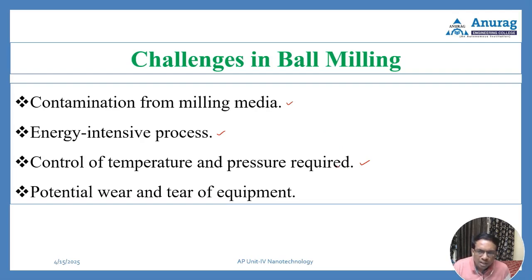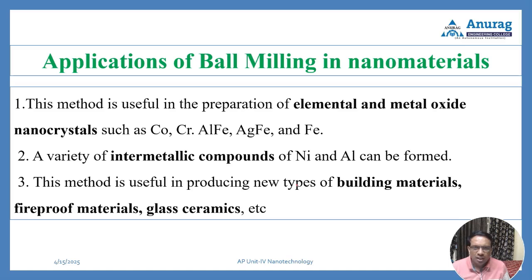In order to control the temperature, we use water or maybe alcohols to reduce the temperature in wet milling. Then potential wear and tear of equipment, that's what we discussed previously. Then where can we use which type of material: elemental and metal oxide nanocrystals can be made, copper, chromium, aluminum ferrite, silver ferrite, like that. A variety of intermetallic compounds of nickel and aluminum can be formed.